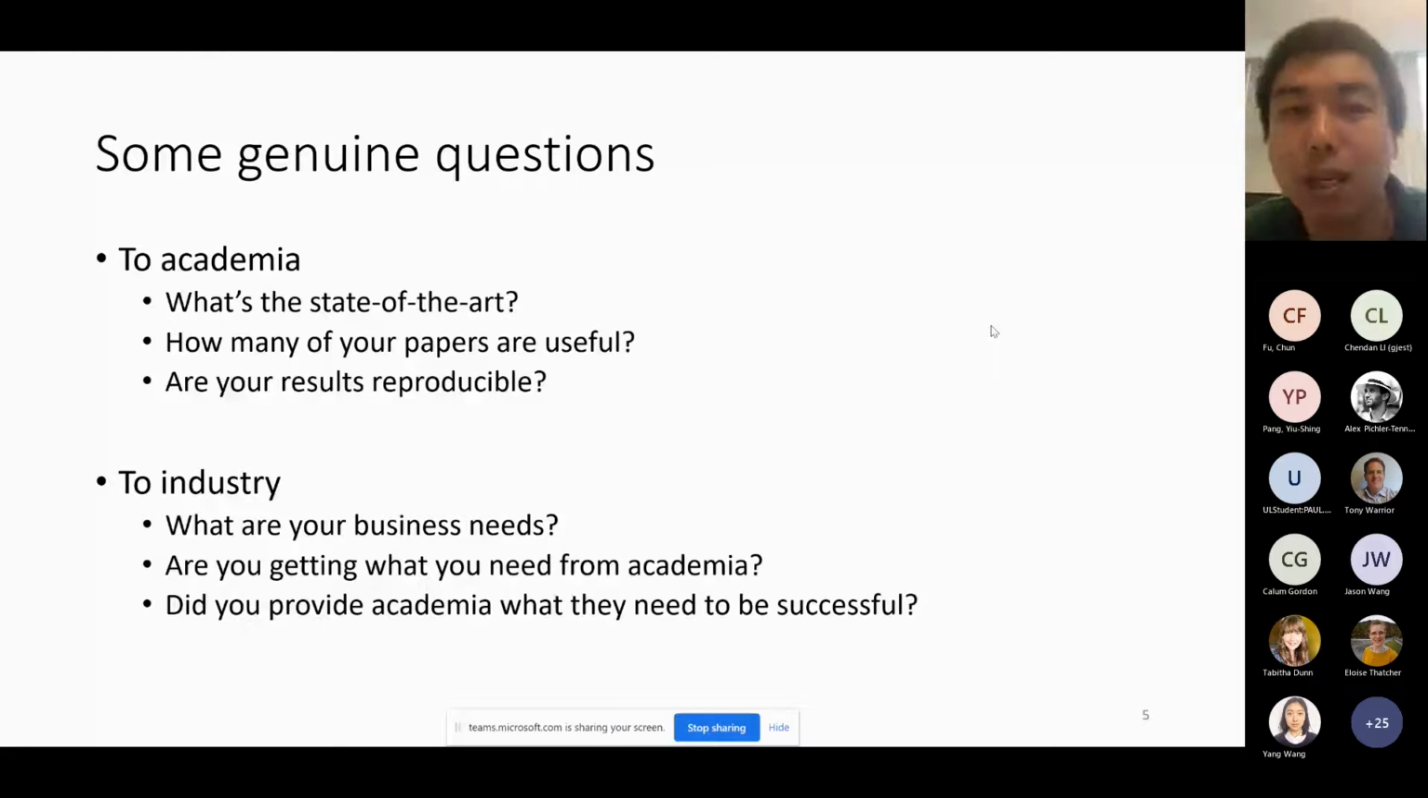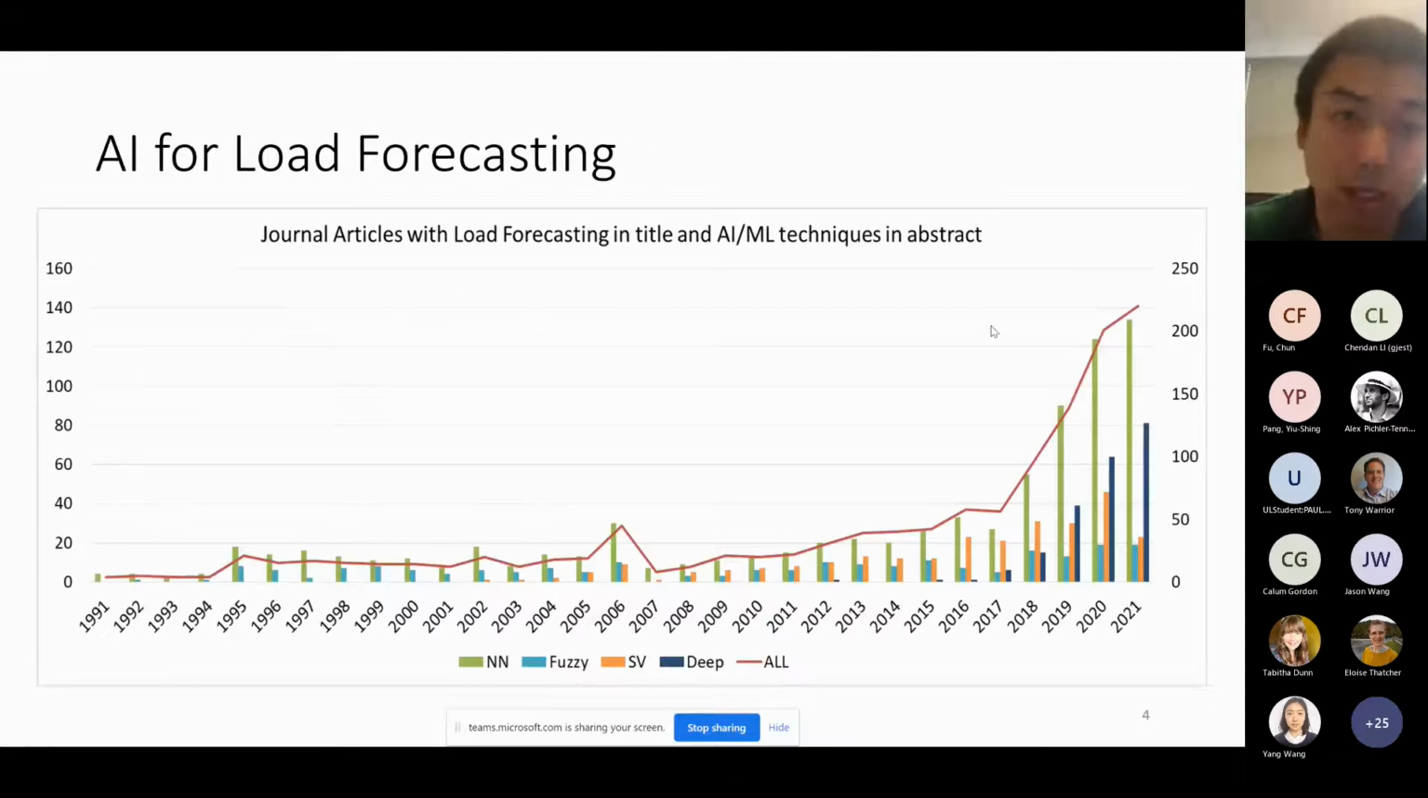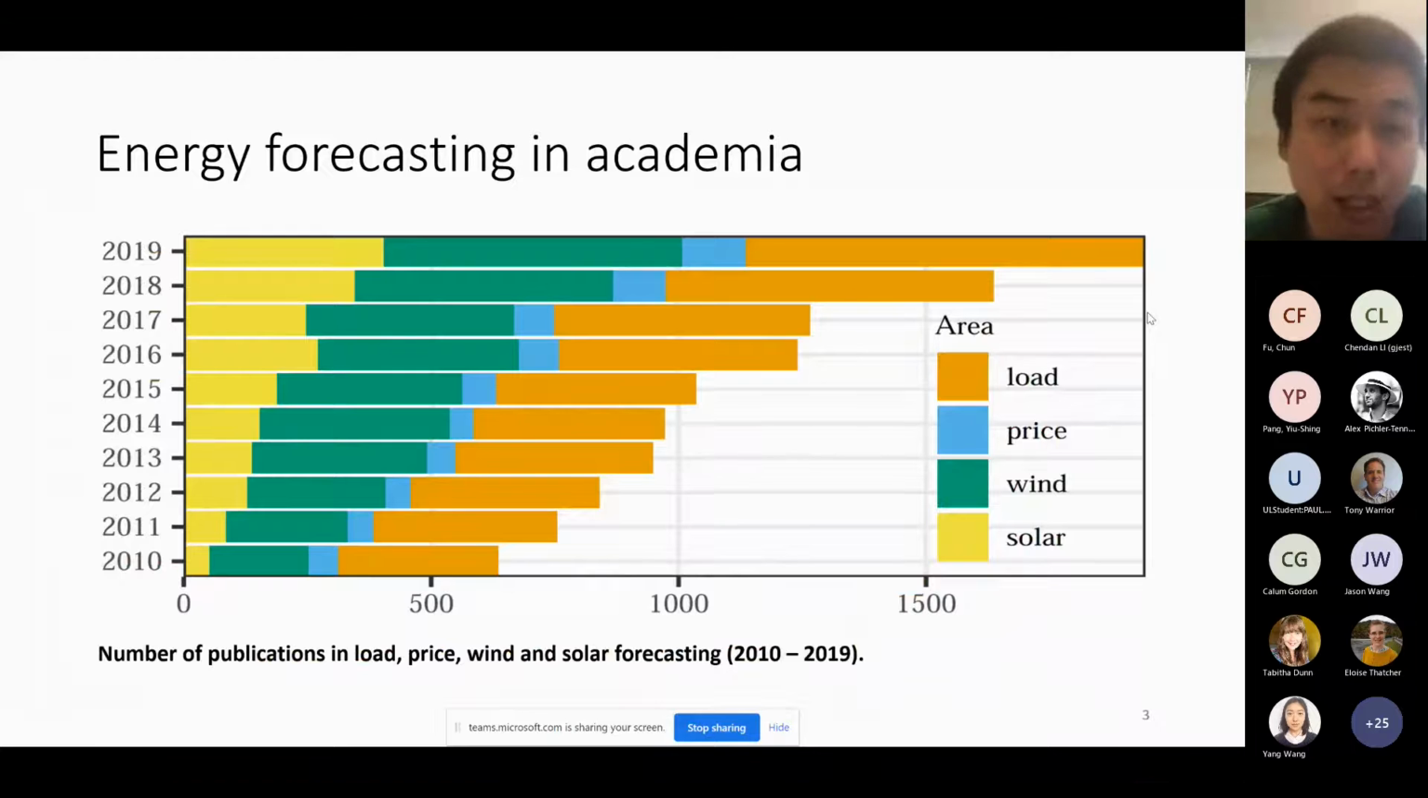And then let's say the majority of the papers are not useful, and that's fact. The majority of these papers are not useful. So can we reproduce those results? Again, take load, for example, AI for load forecasting. In 2021, we're looking at hundreds of papers in load forecasting that apply artificial intelligence or machine learning techniques. In 2019, we had about 2,000 papers in the energy forecasting domain. How many of those papers are reproducible?